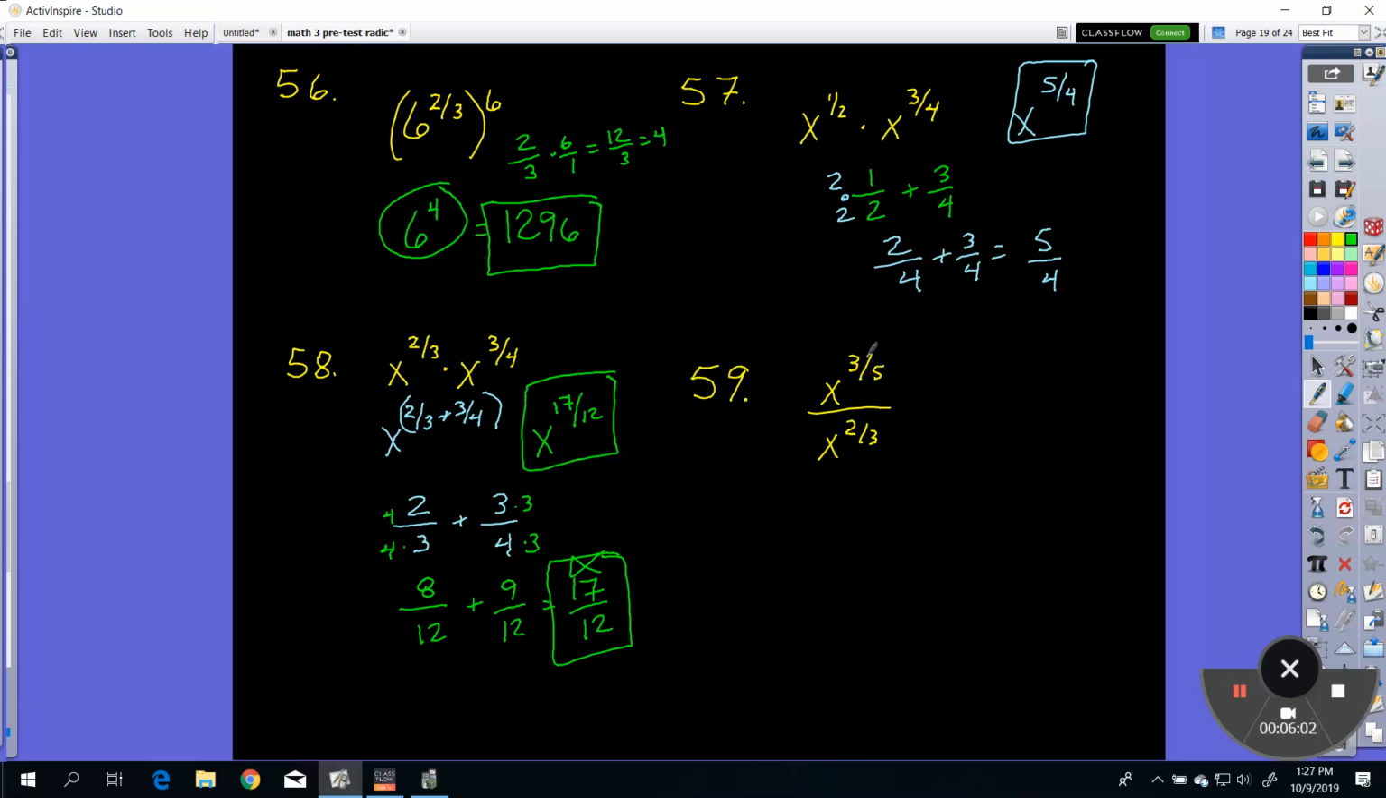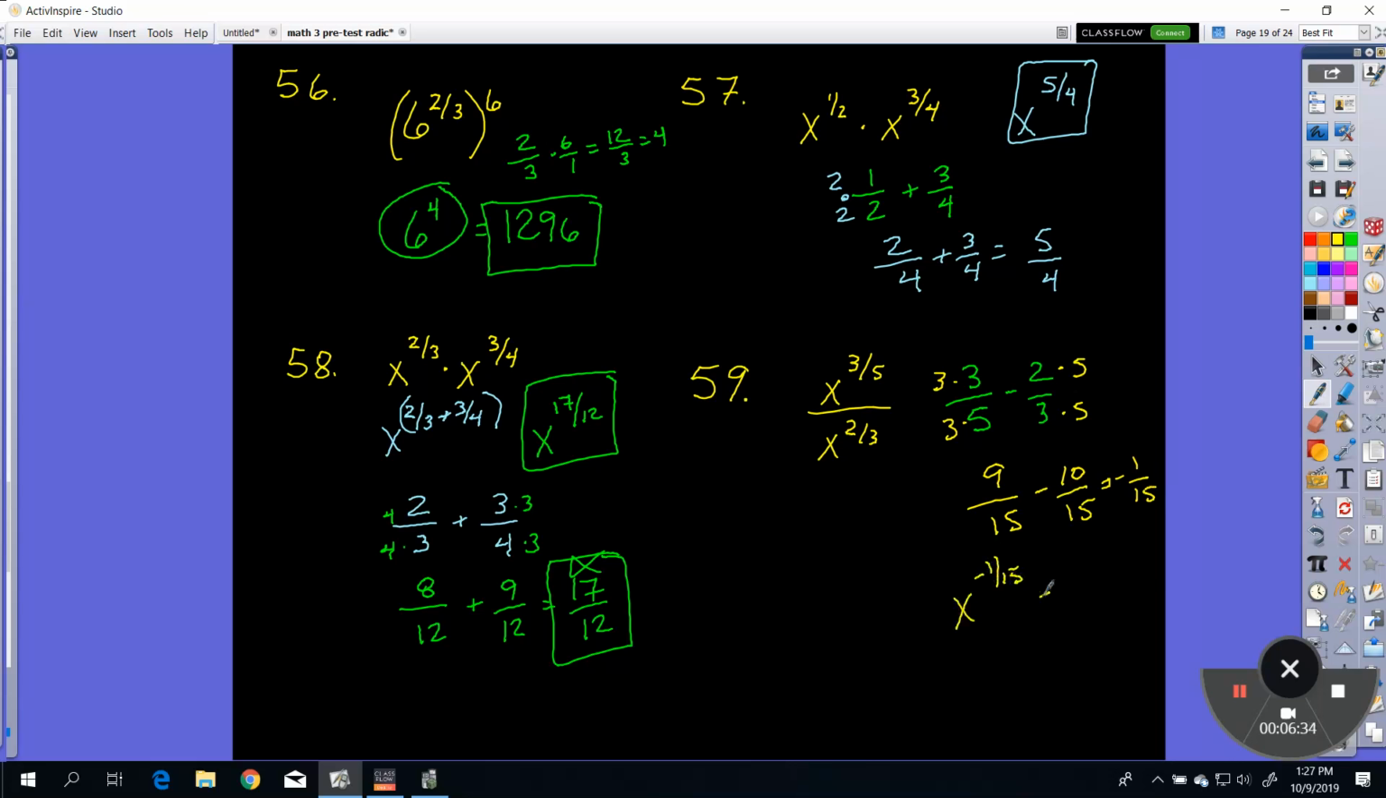On 59, you're going to subtract exponents. So you have 3/5 minus 2/3. So common denominator is 15. So multiply each of the ones on the left by 3, and multiply each of these by 5. So that makes 9/15 minus 10/15, which makes negative 1/15. So I would have x to the negative 1/15.